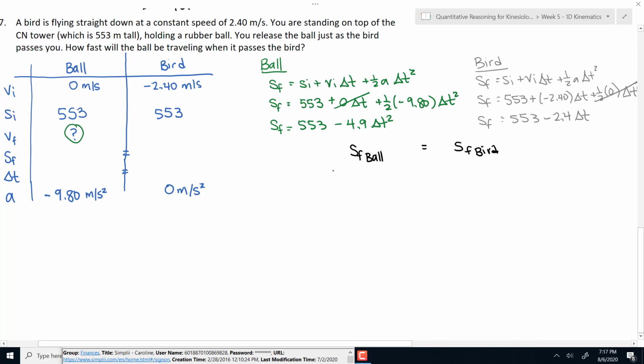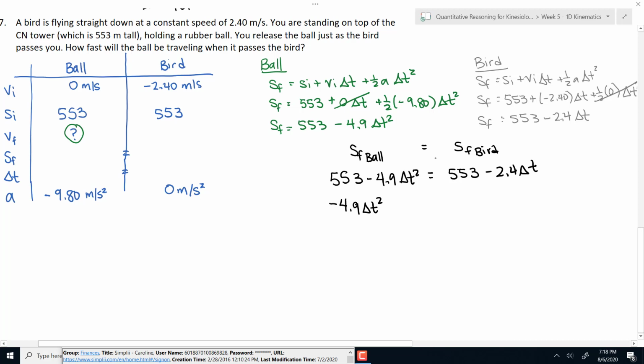So SF of the ball, 553 minus 4.9 delta T squared, equals SF of the bird, which is 553 minus 2.4 delta T. We're going to move everything to one side. It doesn't matter which side. Let's move it all over to the left side. Negative 4.9 delta T squared. This is going to be a quadratic formula. The largest exponent is 2, so it's quadratic.